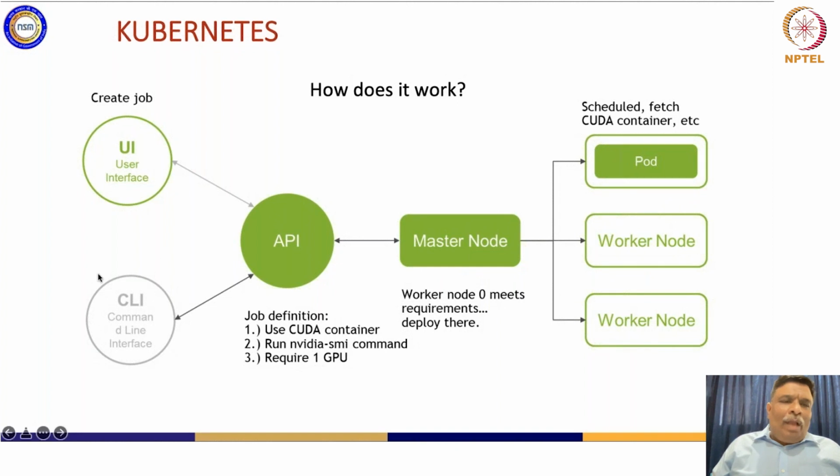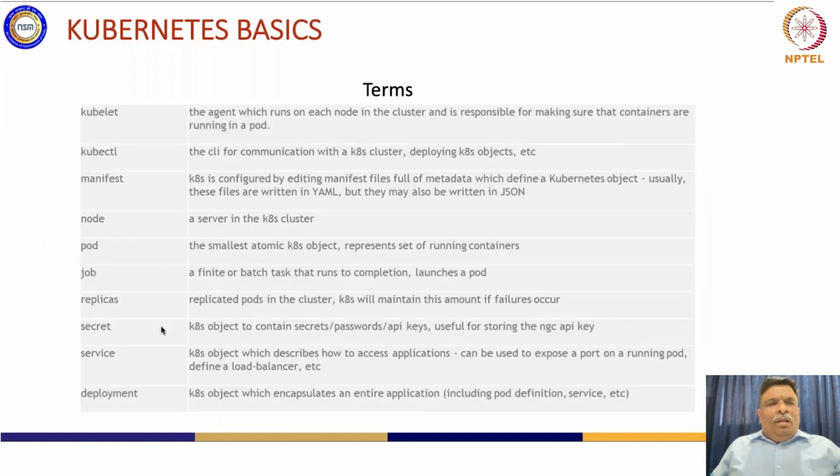And then you have a command line interface also. Of course, it is basically the terminal which you generally use, so we will have that as well. So this is how Kubernetes is set up. And then we saw certain basic terminologies, just to recapitulate what we talked about.